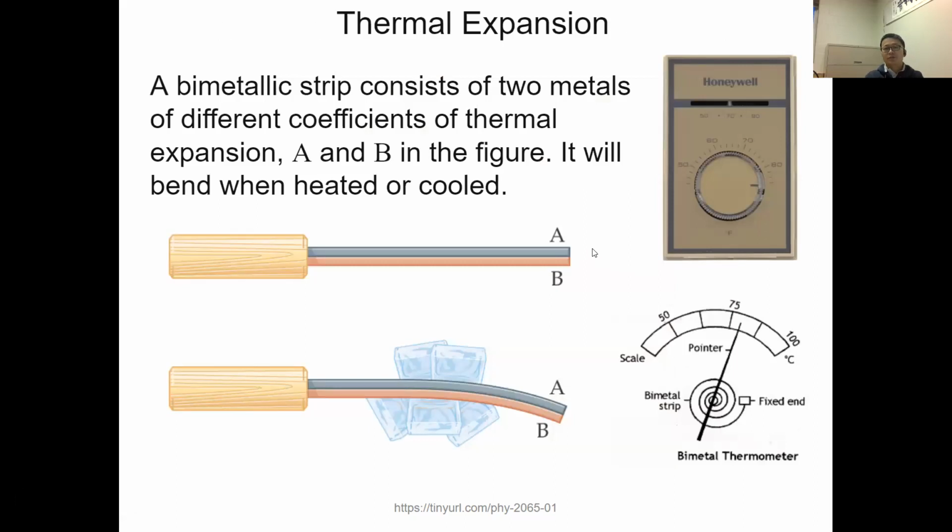Application of thermal expansion. One example you have seen before is this bimetal strip for thermometers. With material A and B, when temperature decreases, B shrinks more in this case than A, so it bends this metal strip towards the B side. So it moves in that direction, and the needle will move accordingly.